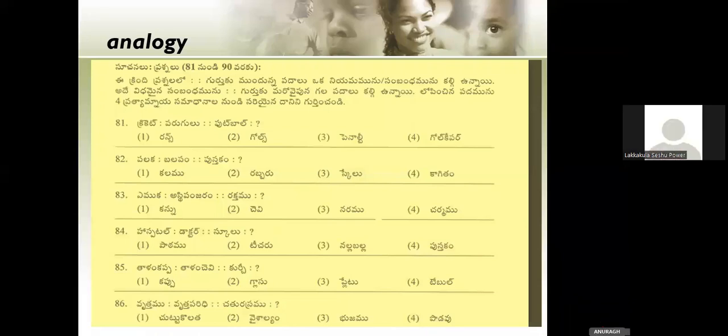Between the first two words you have some relation, and for the next two you have to find the same kind of relation between these. You have to find the answer from the given options.